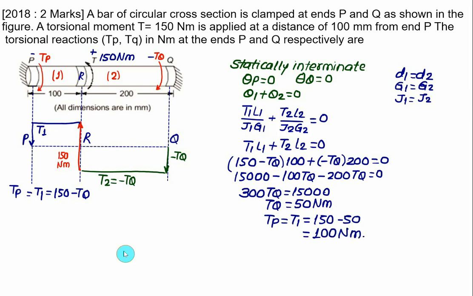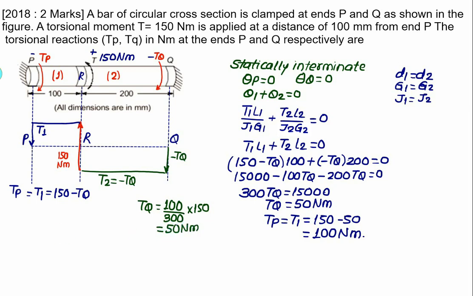I will give a quick solution so that we can save time, because this is a common problem that appears in the GATE examination. If you want to calculate the value of Tq, the total length is 300 and the opposite length is 100. So it is 100 upon 300 multiplied by the external torque 150. That is 1 by 3 of 150, equal to 50. So in one simple step we can solve this.